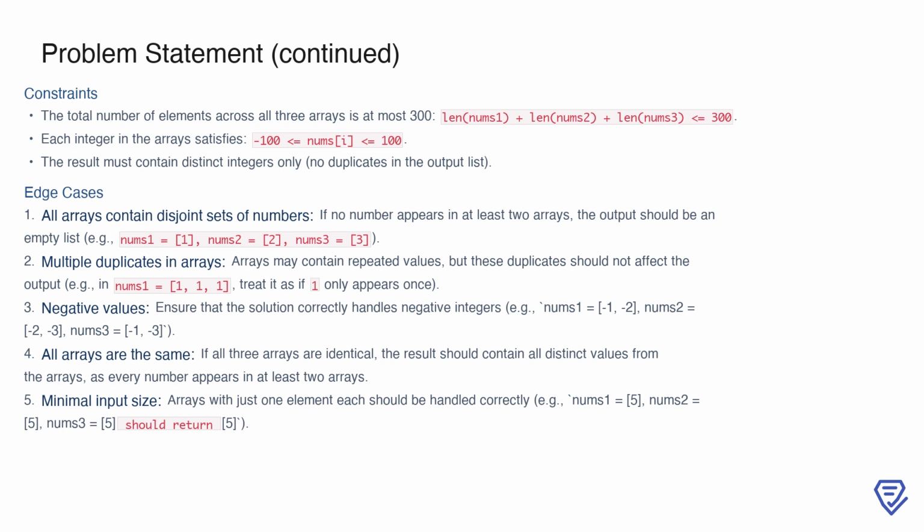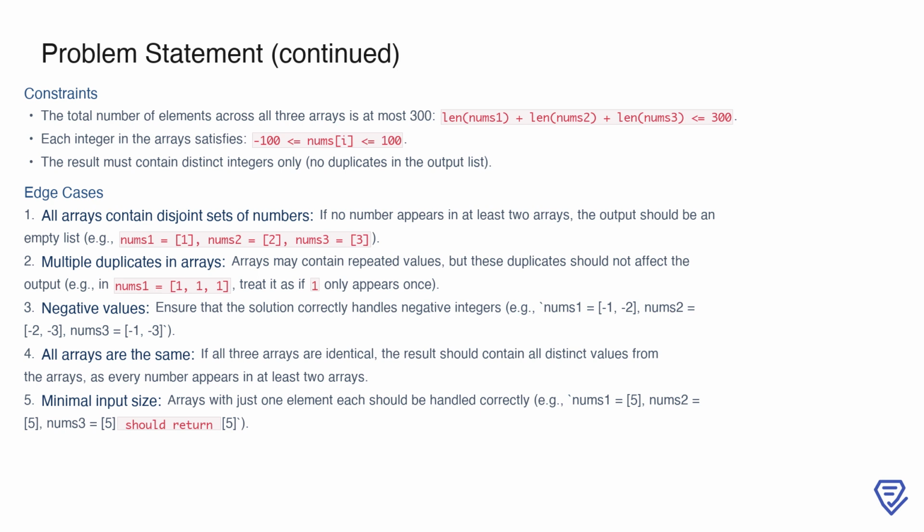The total number of elements across all 3 arrays will not exceed 300, so the combined length of nums1, nums2, and nums3 will always stay within this limit. Each integer in the arrays will fall between -100 and 100. Importantly, the result must contain distinct integers, meaning duplicates in the input arrays should not affect the output. For edge cases, if the arrays contain entirely disjoint sets of numbers, the output will be an empty list.